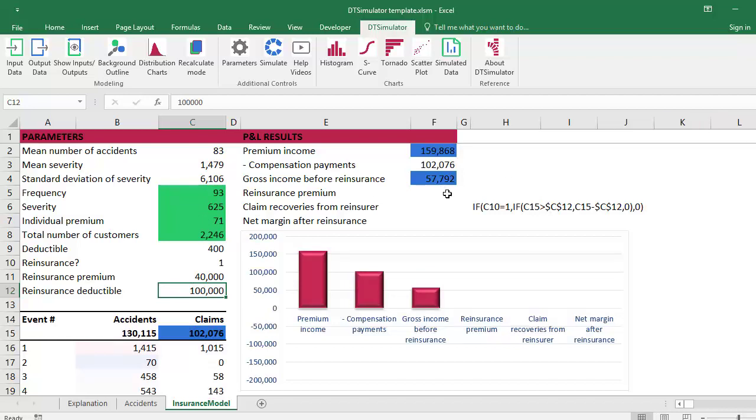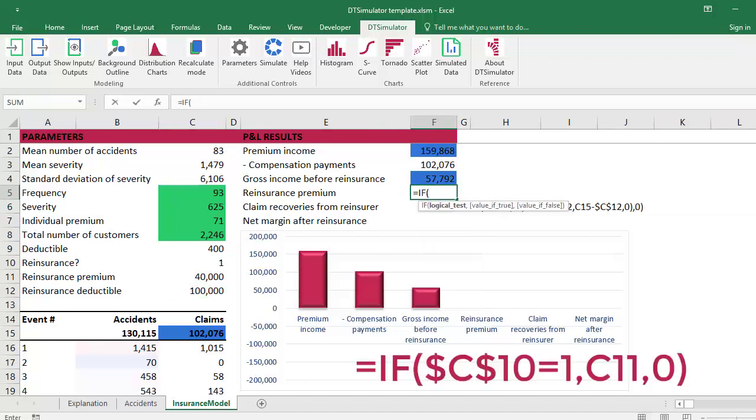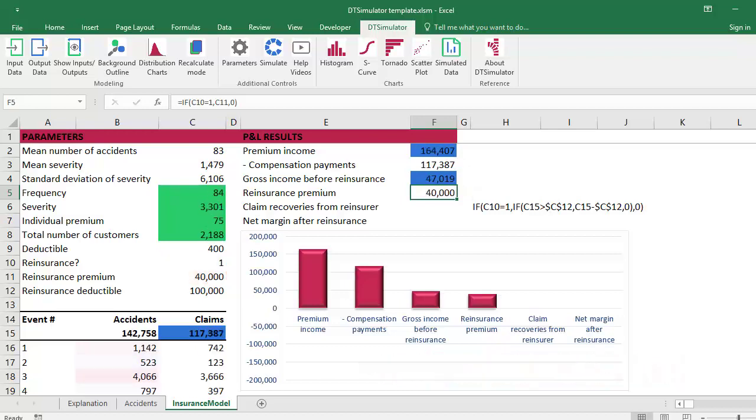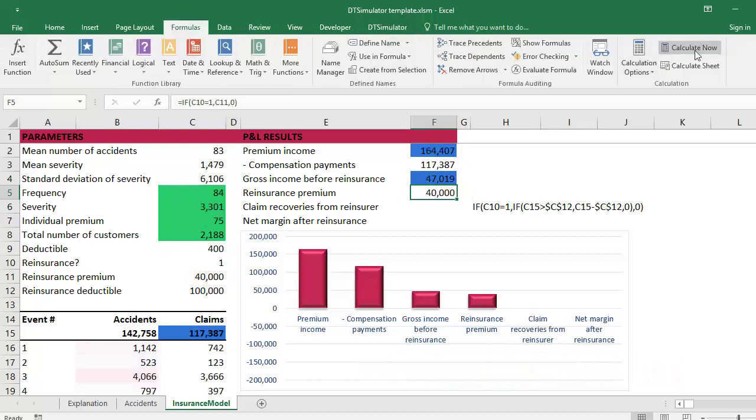32. On the P&L statement part, on cell F5, write the following function. Equals IF(C10 fixed equals 1, C11, 0). This function will generate a reinsurance policy expense of $40,000 if reinsurance were to take place.